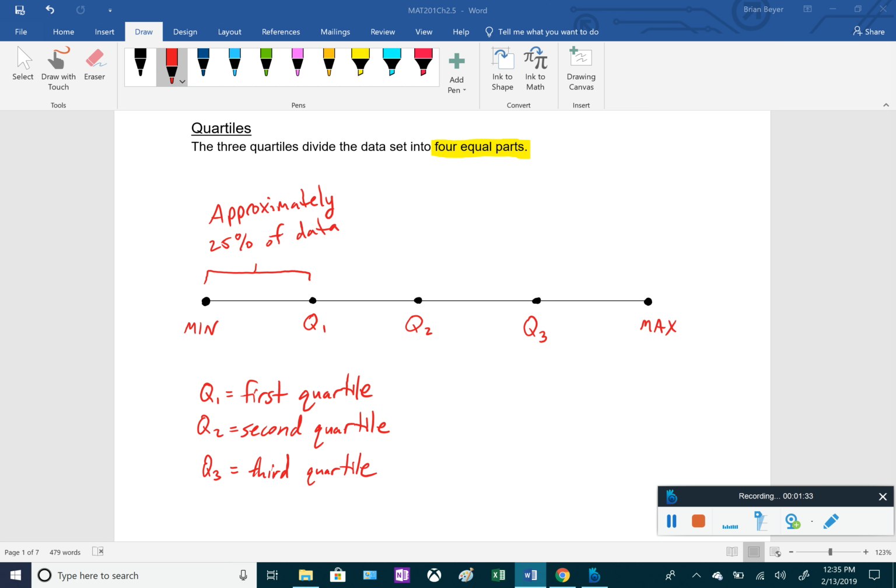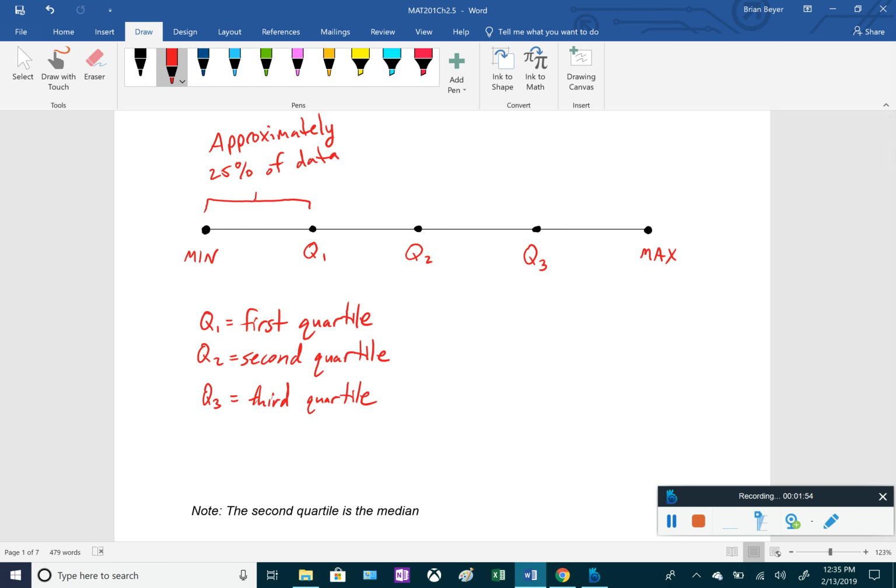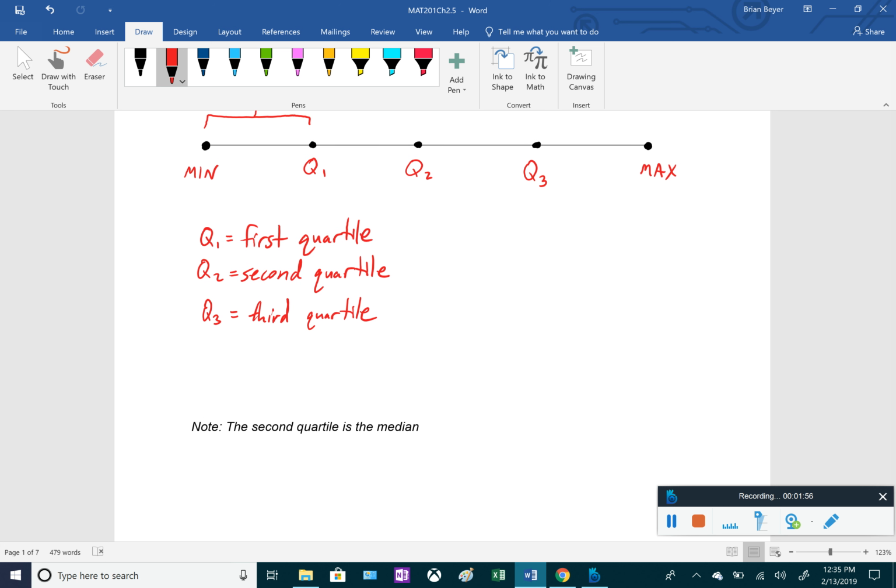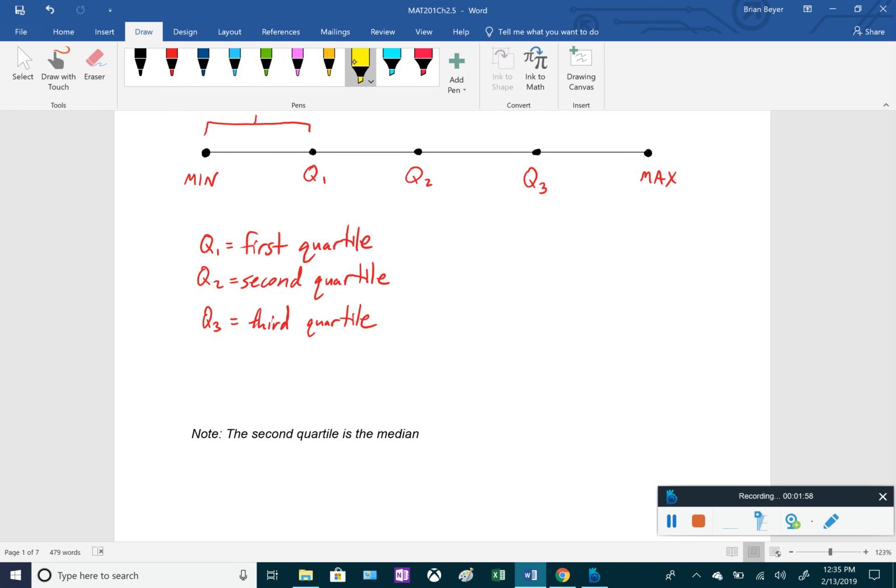So between the smallest, the minimum entry, and the first quartile, about 25% of the data will be there. Between Q1 and Q2, another 25%. Between Q2 and Q3, another 25%. And between Q3 and the maximum value, another 25%. And I just wrote down real quick what Q1, Q2, and Q3 represent. And just a little note down here: the second quartile is the median, which I mentioned, but that's very important because it's going to help us find these quartiles.